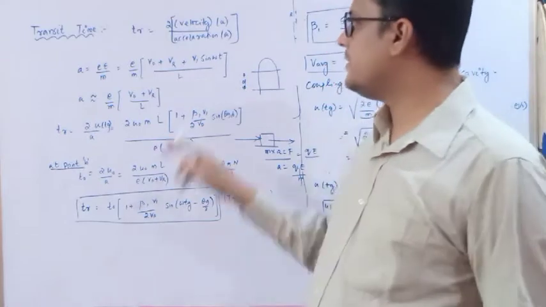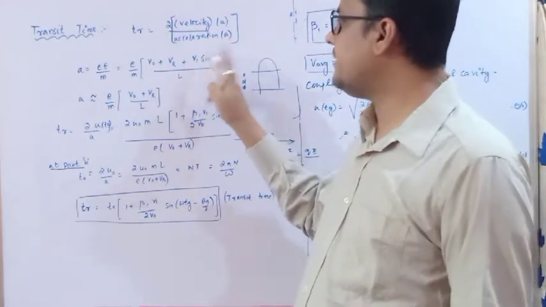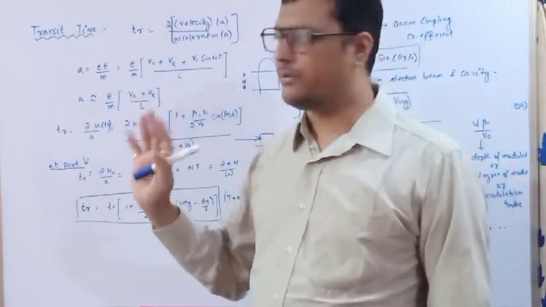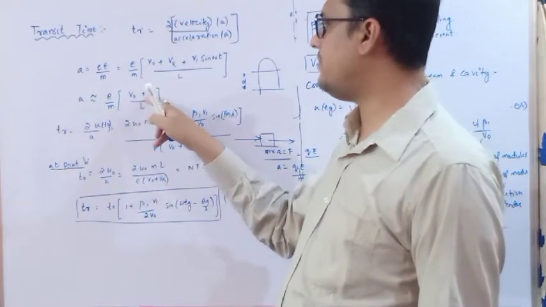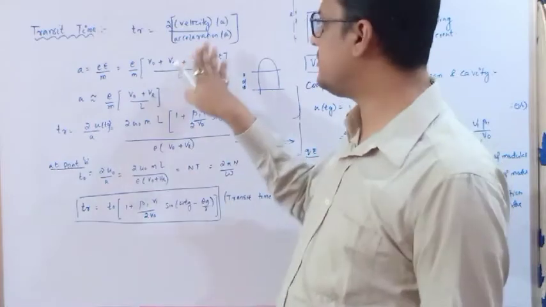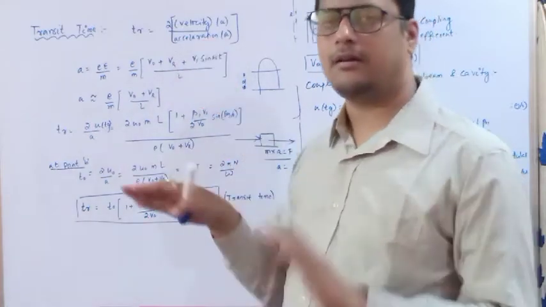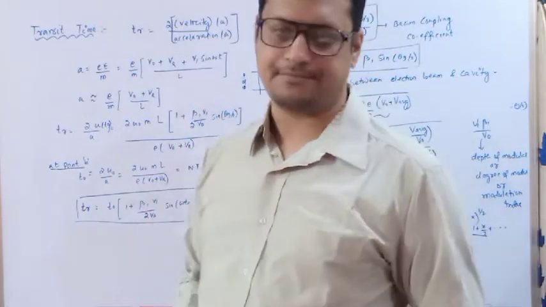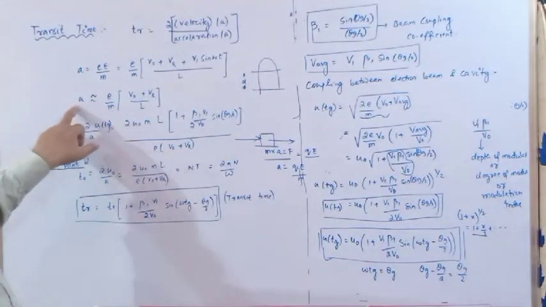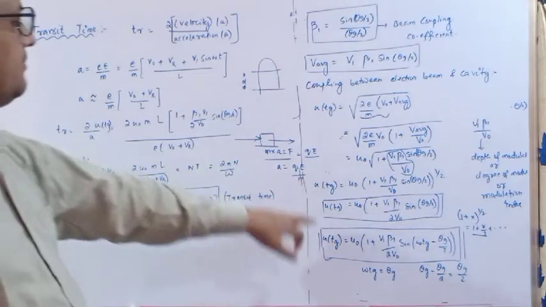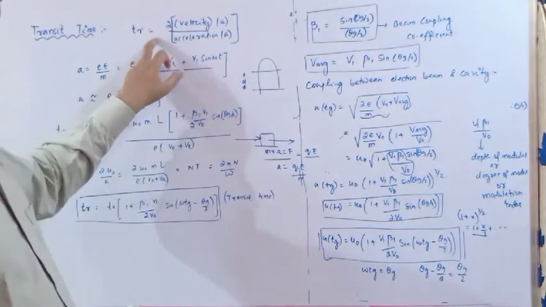Now, if I neglect V1 sin omega t as a very small component, I will get acceleration equal to E by m times (V0 plus VR) divided by L. This component I have suppressed because its value is very small. Next, this is my acceleration, and this is my velocity. Substitute in this equation.